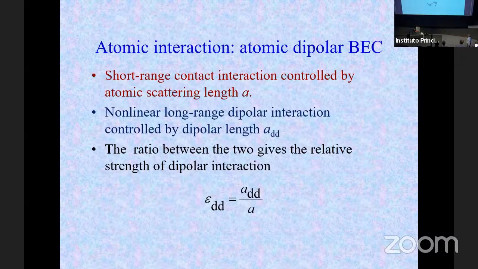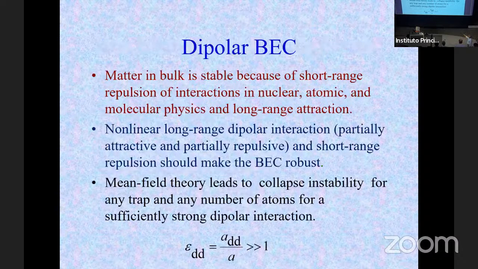So atomic dipolar BEC has a short-range contact interaction controlled by the atomic scattering length, and a long-range dipolar interaction controlled by ADD. The ratio between the two gives epsilon DD, and this determines many properties of this system. One interesting thing is that matter in bulk is stable because of short-range repulsion in nuclear, atomic, and molecular physics, and long-range attraction, which makes matter stable. So dipolar interaction usually makes a stable dipolar system.